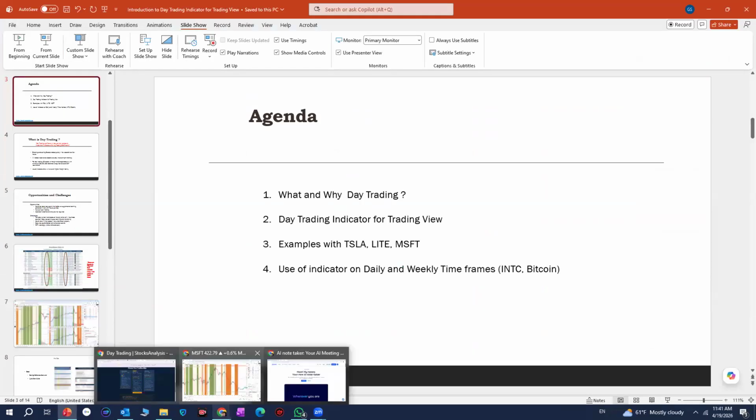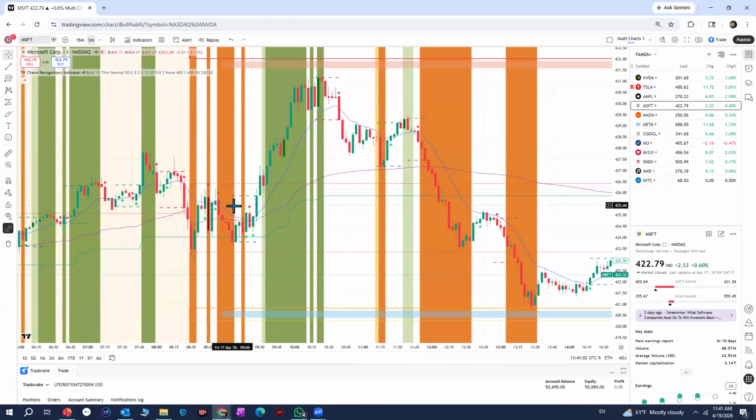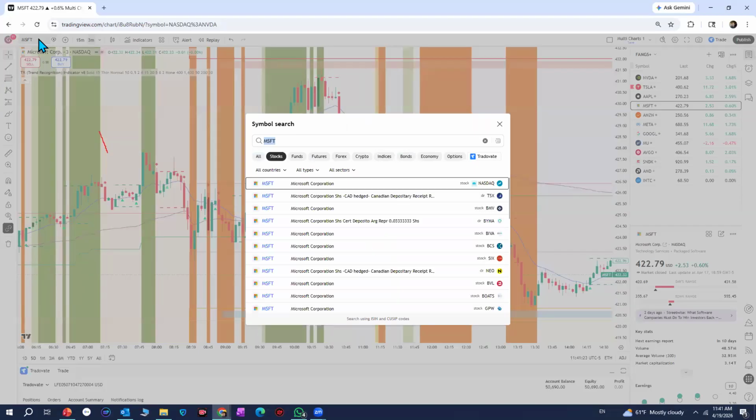one more thing before we take some questions. This is for day trading, but what I have found is that this TradingView platform is equally good at identifying good stocks and good patterns on the daily and weekly time frame as well. For example, if you are a crypto trader, and crypto is, by the way, a very good example.